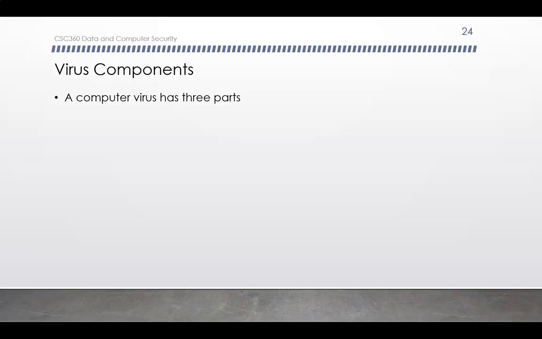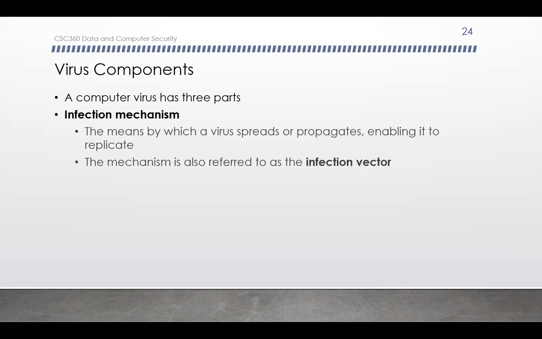We can consider a computer virus as having three parts. The first of these is the infection mechanism. This is the means by which a virus spreads or propagates, enabling it to replicate. This mechanism is sometimes referred to as an infection vector.